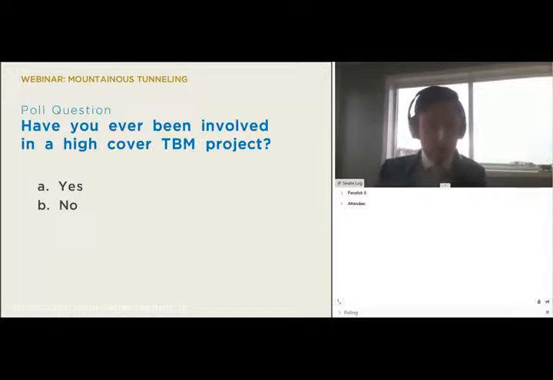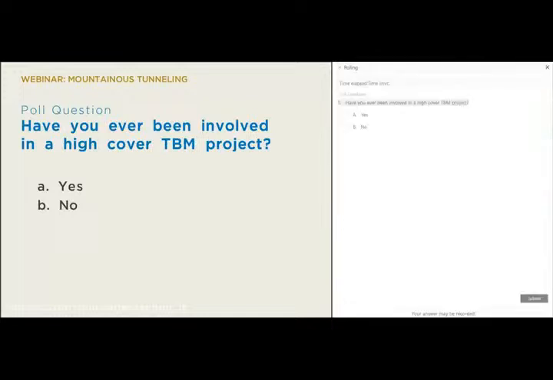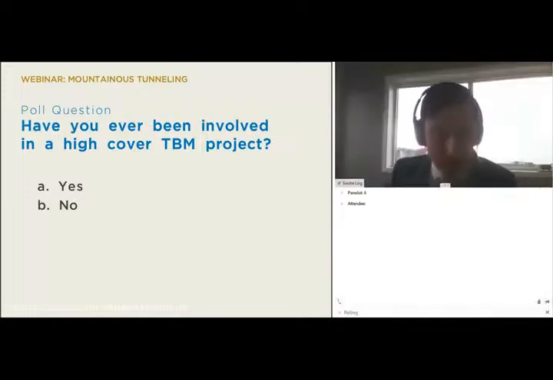So that leads us to our second poll question. Have you ever been involved in a high-cover TBM project?